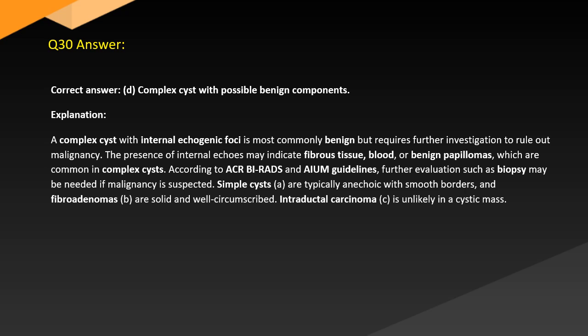Simple cysts A are typically anechoic with smooth borders, and fibroadenomas B are solid and well circumscribed. Intraductal carcinoma C is unlikely in a cystic mass.